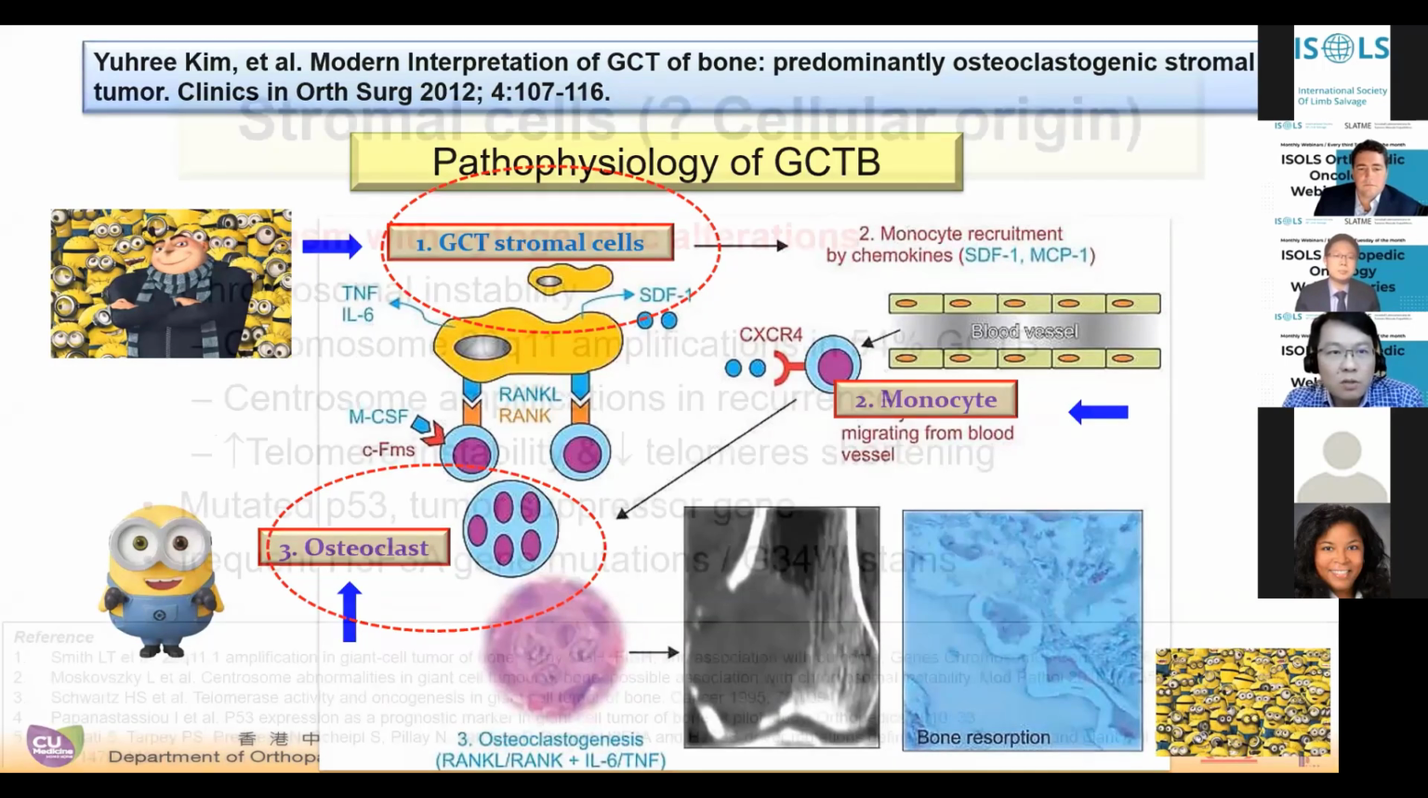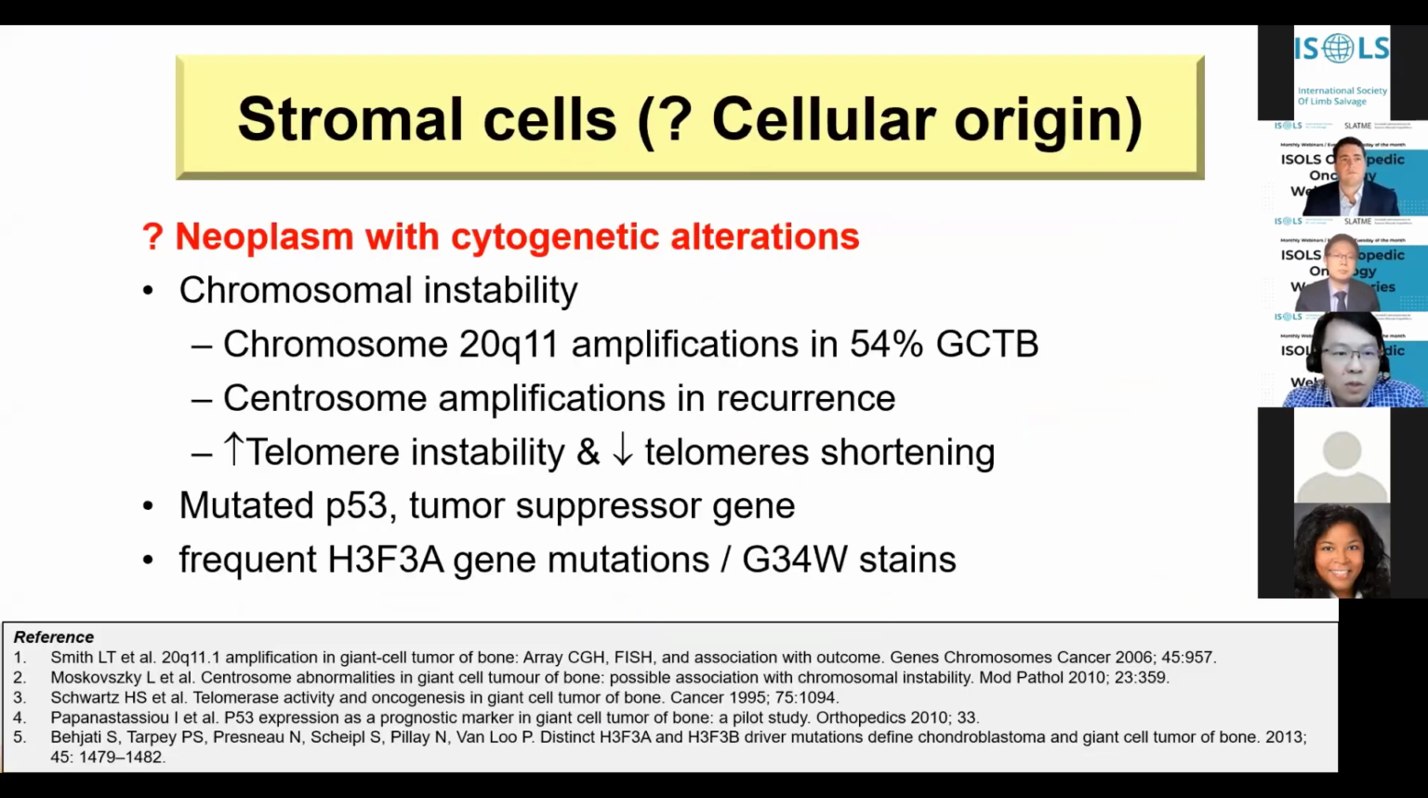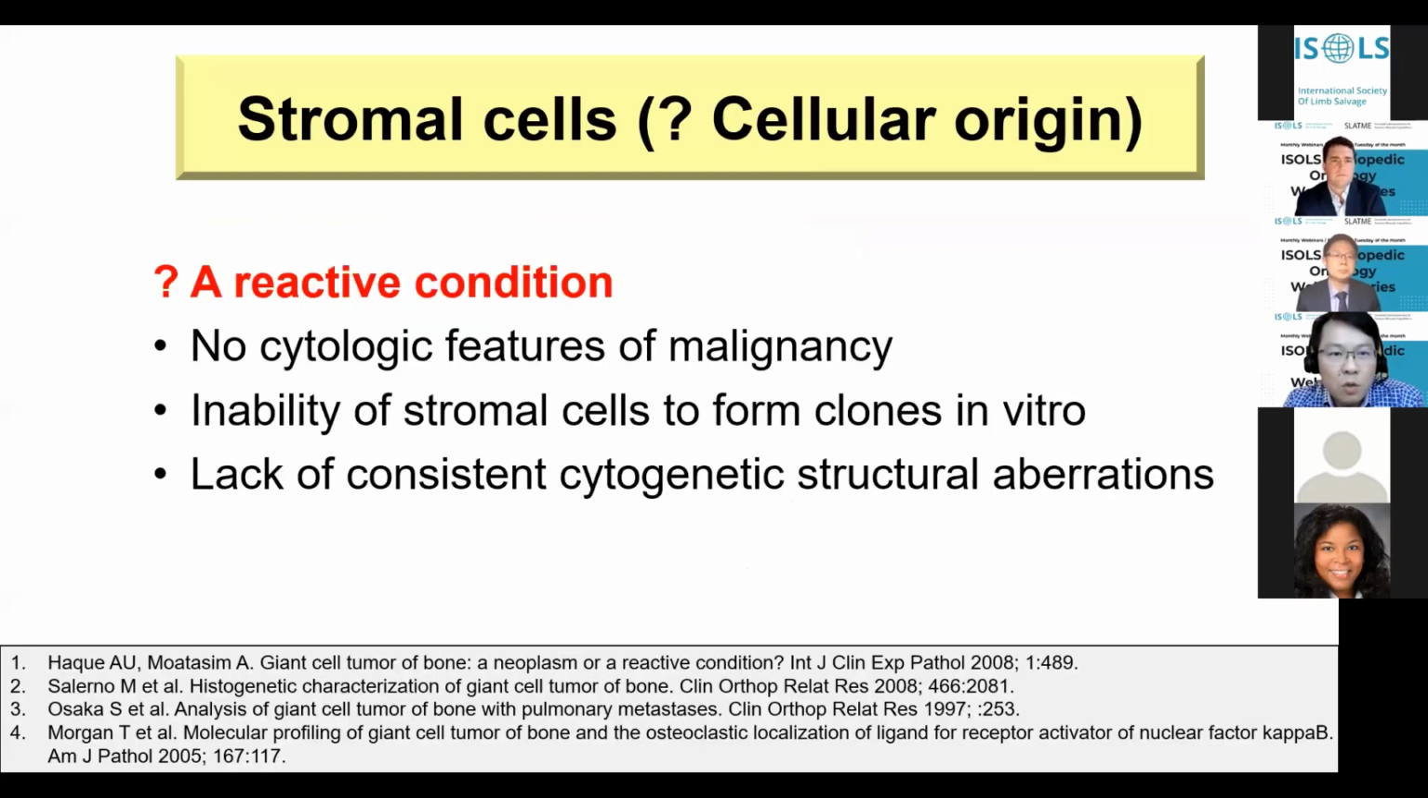So what do we actually know about the stromal cell? Some studies postulate that it's a neoplasm with a cytogenetic alteration. Histone gene mutation is now very frequent in this. There is some postulation of neoplasm for this stromal cell. But because there are no cytologic features of malignancy, others consider it just a reactive condition.